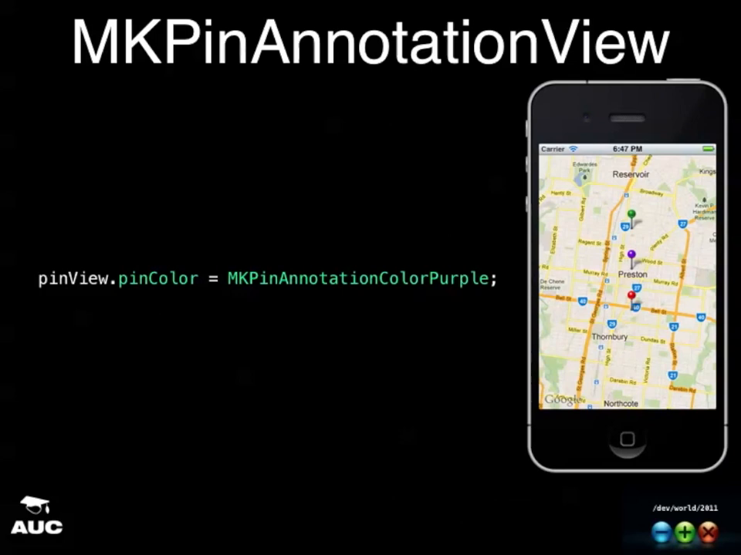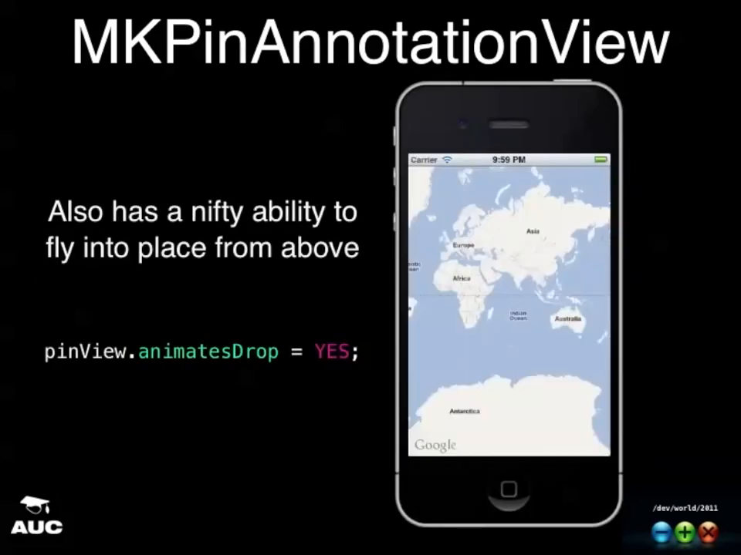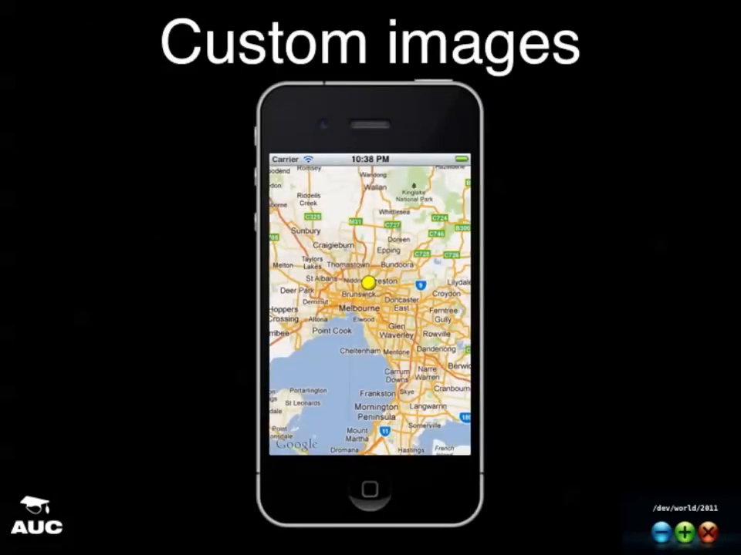The other nice thing about the pin annotation view is you can actually make it fall onto the ground, which I quite like. It just means that it actually has something happening as opposed to just popping in out of nowhere, so your users might notice it a bit more. But you know, while that was good, we wanted more. We didn't just want a pin. We actually wanted a nice little yellow dot. So how do we go about that?